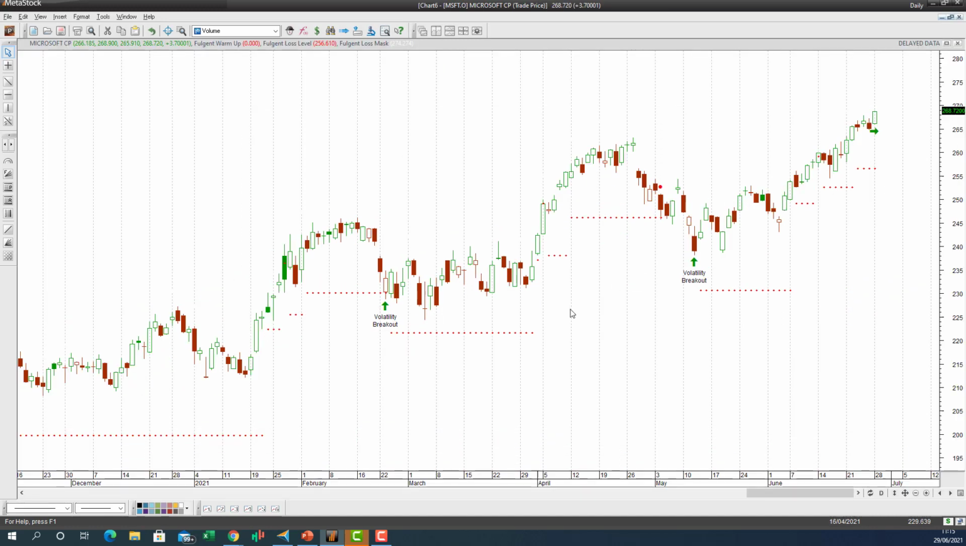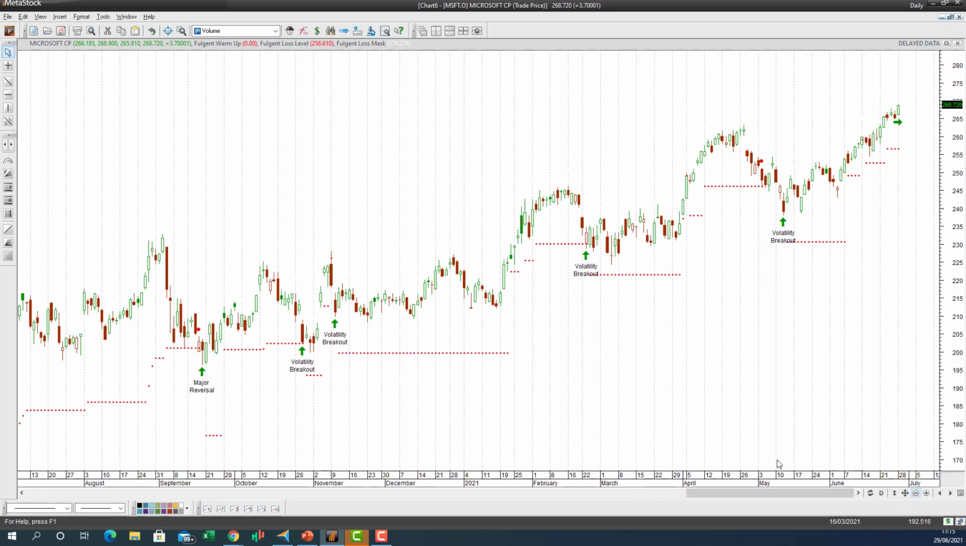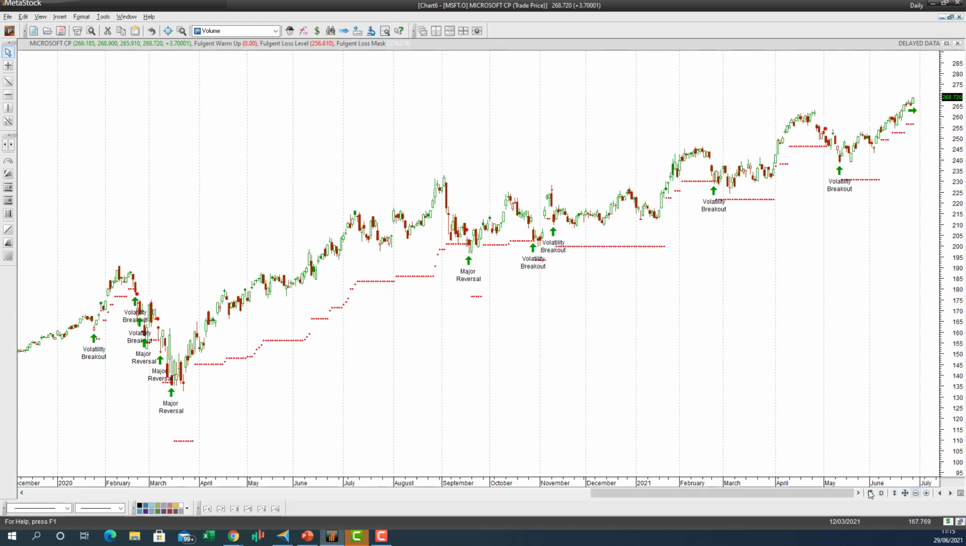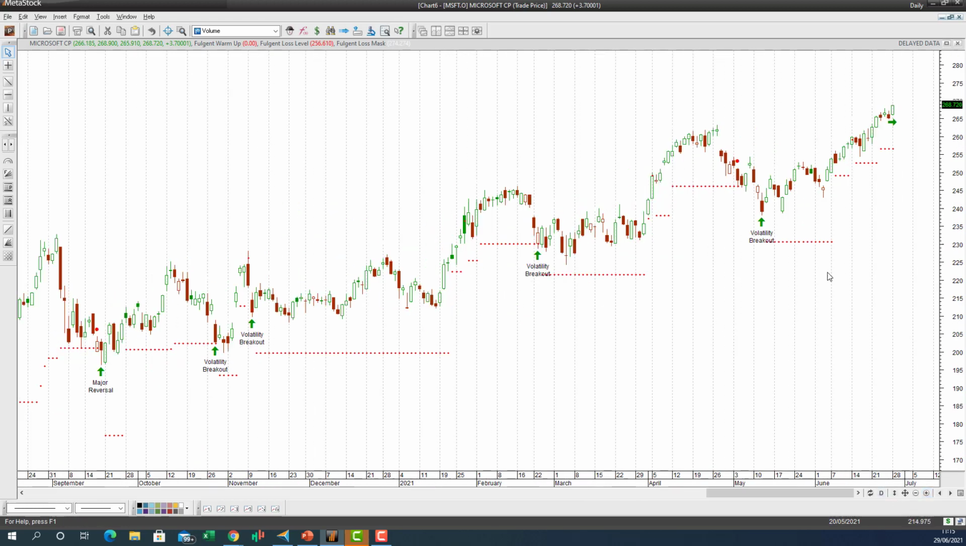Fantastic move there. We can see, if we zoom out a little bit, how the AI catches these major market reversals. We can see this March-April rally caught most of that. Major reversal there, volatility breakout, volatility breakout, volatility breakout, and note how the trailing stop goes on. So we're still in a long here. The most recent long is in at 240. That opening bit there, open at 241.